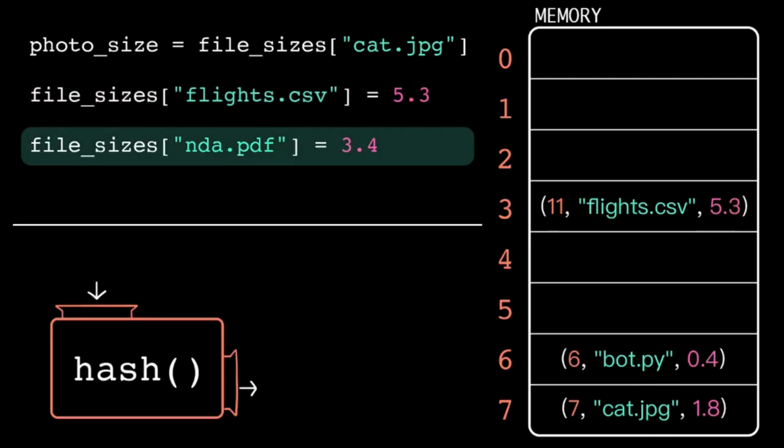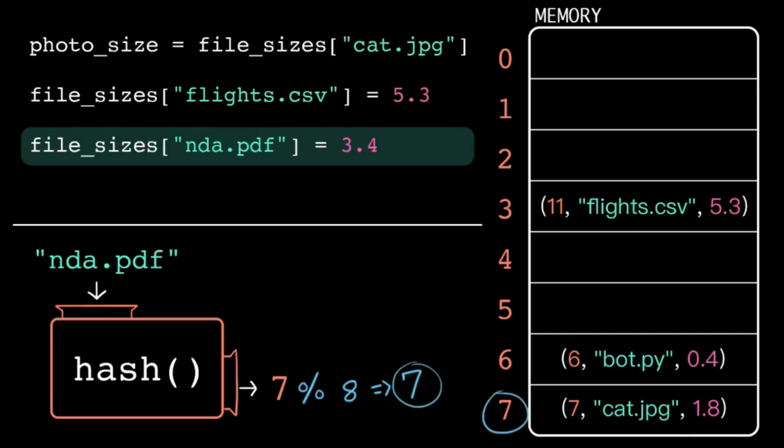Now we add a new item to the dictionary, but do you see any problems with this key? nda.pdf has the same hash as another one of our keys. We call this a collision. So what does the computer do? The algorithm for resolving collisions can vary. It just needs to be deterministic. You could do something as simple as use the next empty slot.